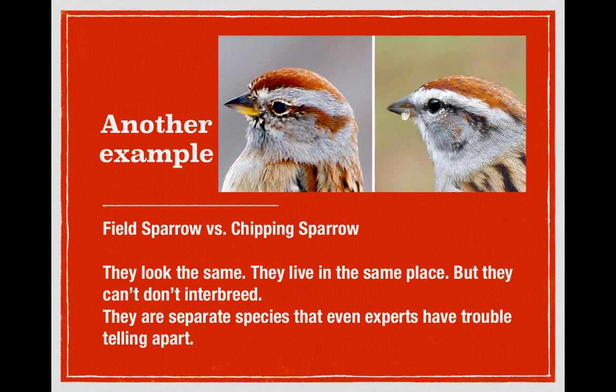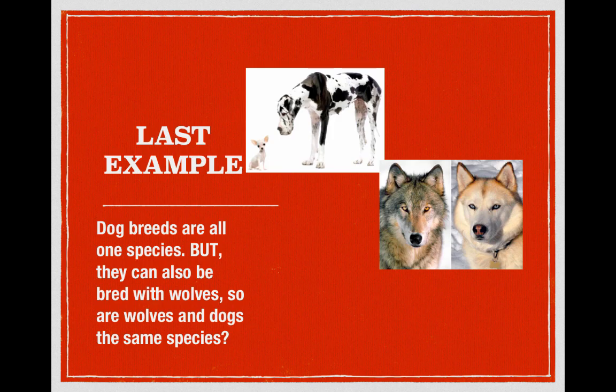Okay, so here's another example. When you look at these two different sparrow species, they look the same, and so you would think they are the same species, but in actuality, they aren't the same species at all. They don't interbreed. So species has more to do with whether you interbreed with one another and make viable offspring than whether you look the same. Looks don't matter really.